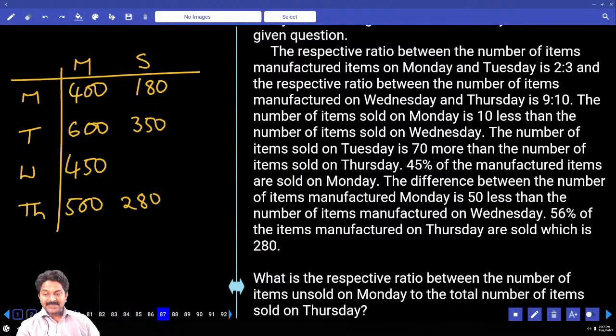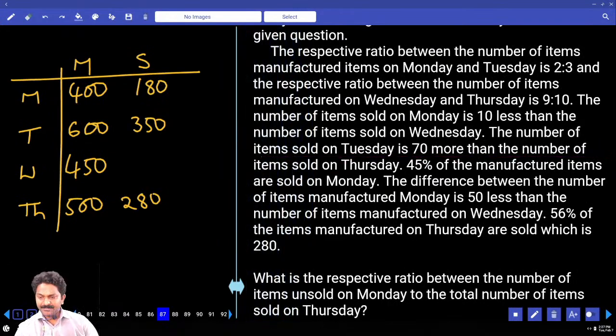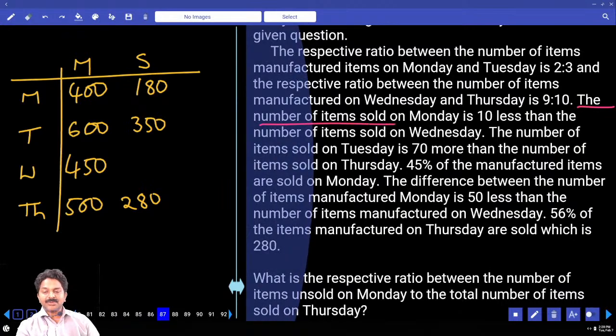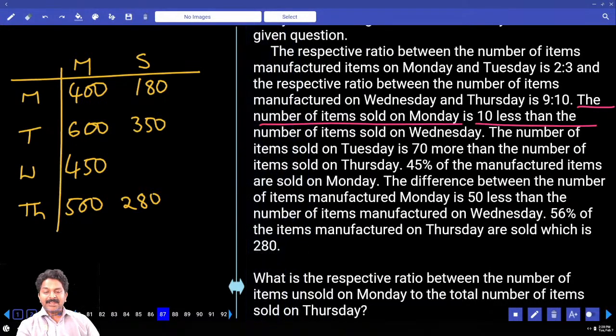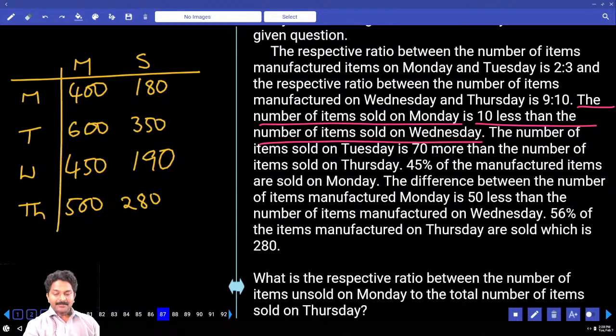Now see this condition. Number of items sold on Monday is 10 less than items sold on Wednesday. 180 is 10 less than which number? 190. That comes here. Right?